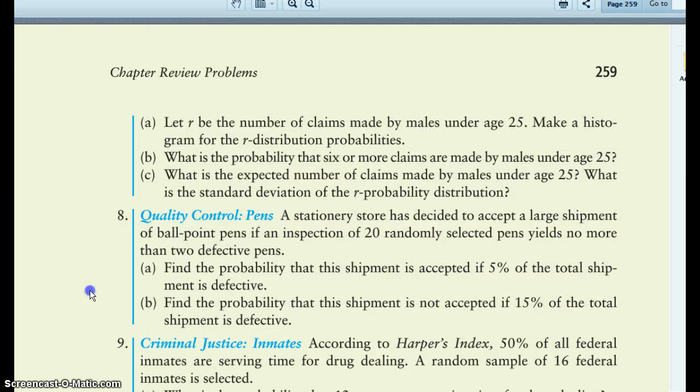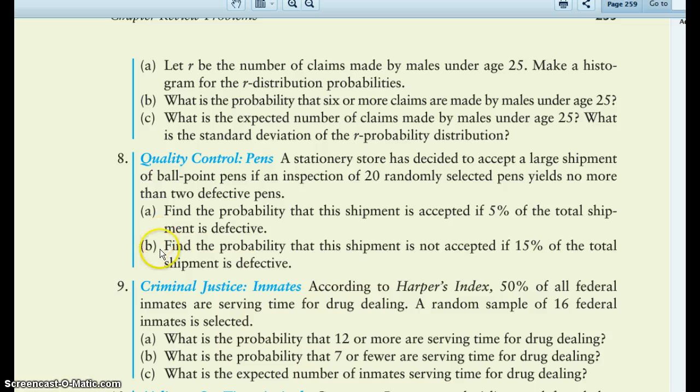And pay special attention here on B. Find the probability that this shipment is not accepted if 15% of the total shipment is defective. So what would not accepted mean? It means that there are either 3 bad pens, 4 bad pens, 5 bad pens, 6 bad pens, all the way up to 20 bad pens.